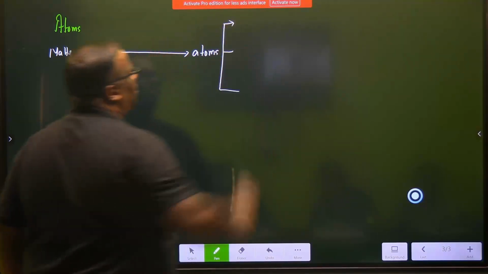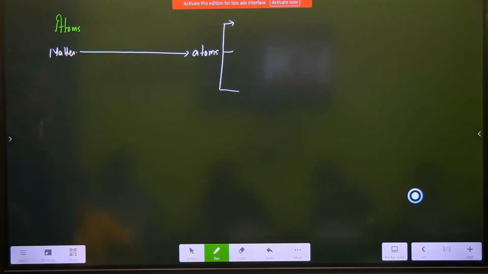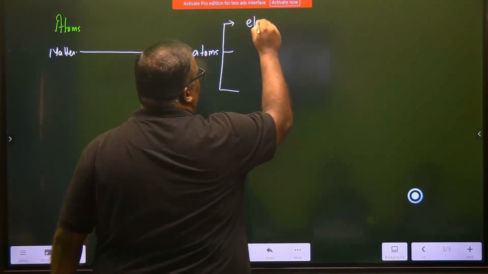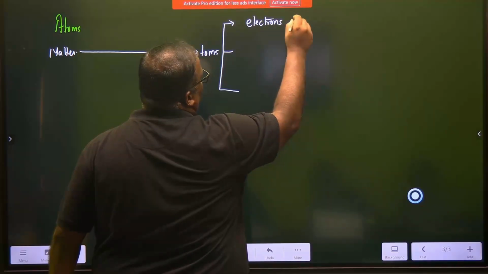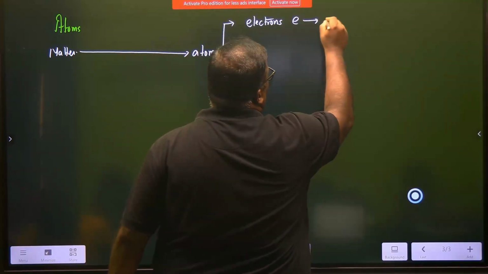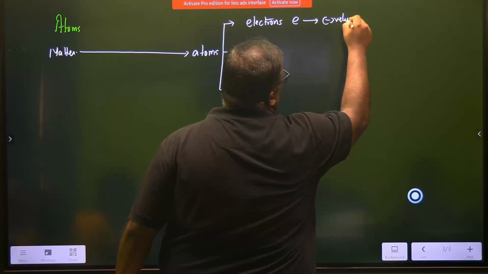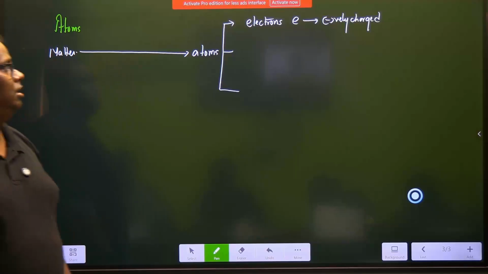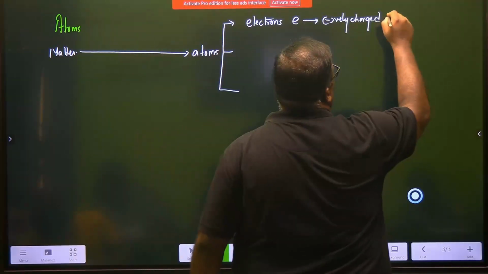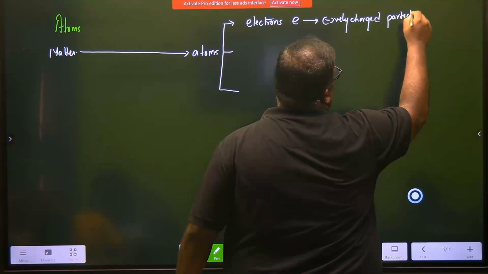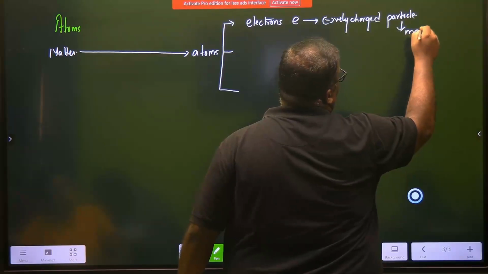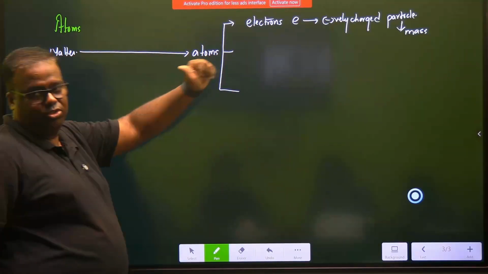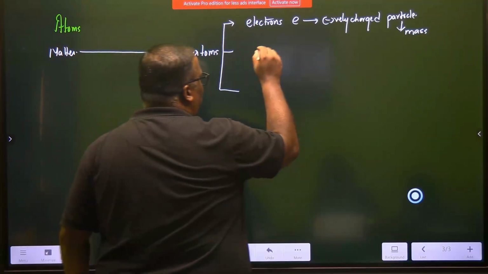At this level, we actually find three kinds of particles when we go inside an atom. The first kind of particle is known as the electrons. Typically denoted by e, these are negatively charged particles, right? And particle means this fellow must have some mass. Agreed or not? So the atom has electrons, and then inside the atom we have another body which is known as the nucleus.